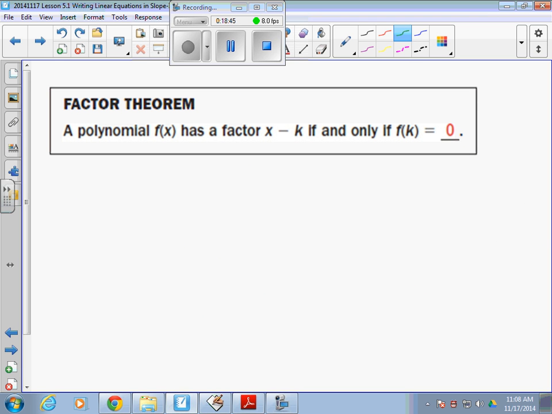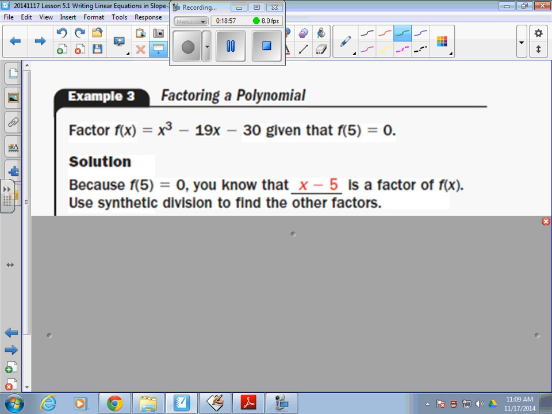Okay, the factor theorem says a polynomial f of x has a factor x minus k if and only if, y'all remember that from geometry, if and only if f of k is equal to 0. What that means is that when you plug in the number 5 right here, f of 5, you get 0. When you cube 5, that gives you 125, minus 19 times 5, minus 30, all of that simplifies to the number 0.